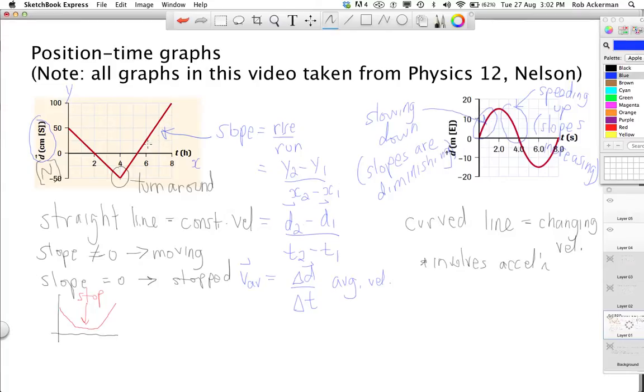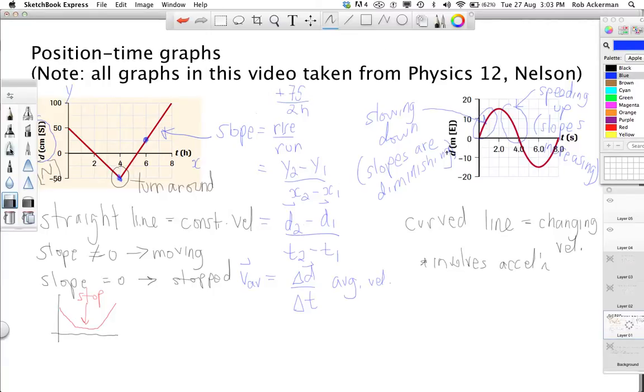I'm going to try to pick some points that are easy to read off the graph. That one looks pretty easy. It passes right through some of the grid marks, and so does this one. So let's see, what is my rise here? I go from negative 50 up to about 25. That's a change of plus 75 meters in a time from 4 to 6. So that's in 2 hours. And by the way, I apologize, that shouldn't be meters, that should be centimeters.